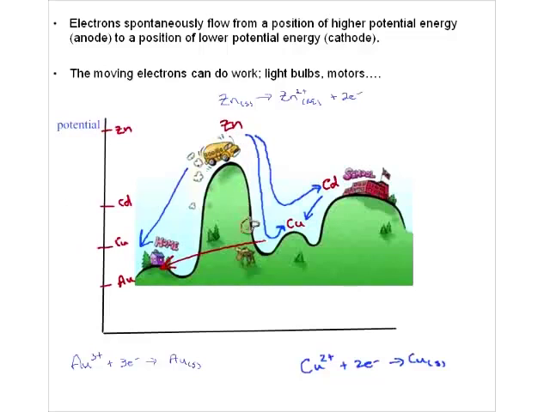So this is going to be our electrical potential energy. And we measure electrical potential energy by way of voltage. Something that has more electrical potential is going to have a higher voltage difference. And what we mean by a voltage difference is the difference between where the electrons are going. So the difference between zinc and copper is going to be a much larger voltage than the difference between zinc and cadmium. There we go.